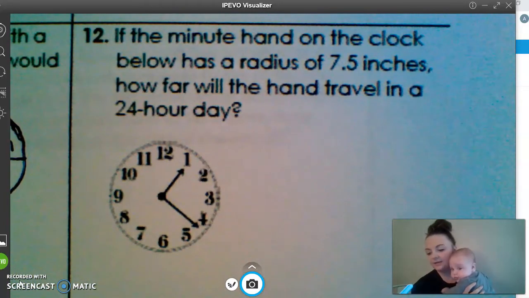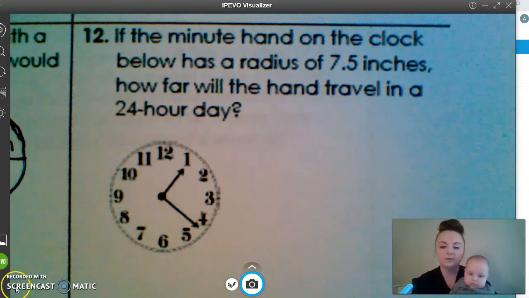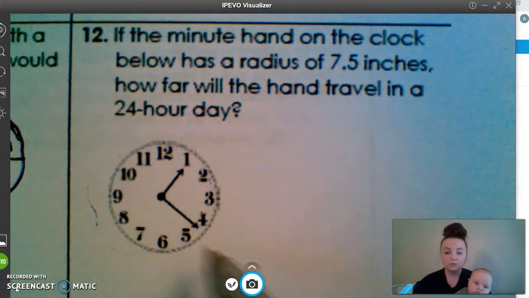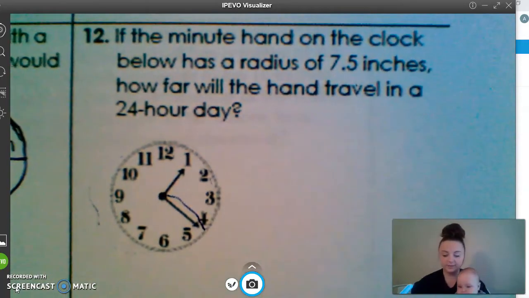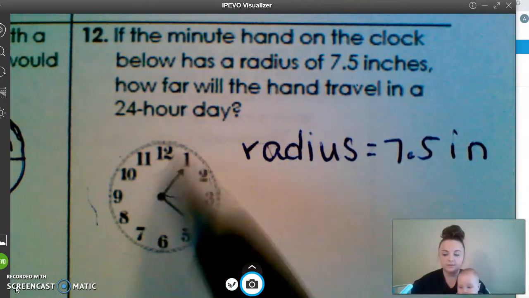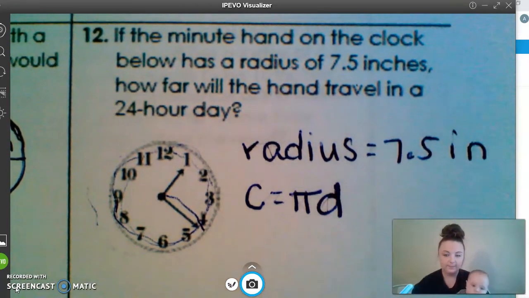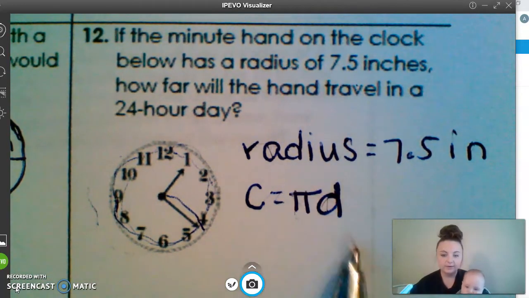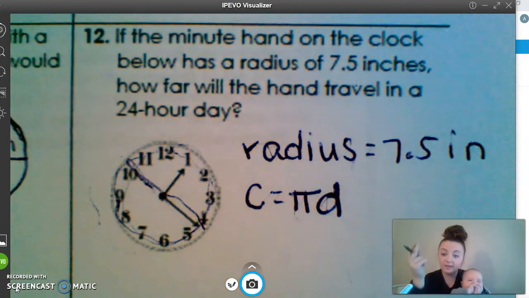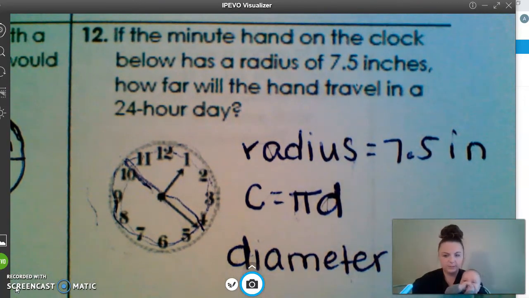So number 12 says, if the minute hand on the clock below has a radius of 7.5 inches, how far will the hand travel in a 24-hour day? So a 24-hour day, if we're looking at a clock, means that it goes all the way around, okay? So that would be a circle. And we know that our hand has a radius of 7.5 inches. We wanted to know how far it would travel in one 24-hour period. So that's all the way around. Well, the distance around is the circumference. So we're going to need to use our formula pi d. Okay? Well, I need the diameter, not the radius. So how do I get the diameter from the radius? Well, if this is 7.5 and this is 7.5, when I put them together, it'd be 15. So diameter equals 15 inches. I should use my units.